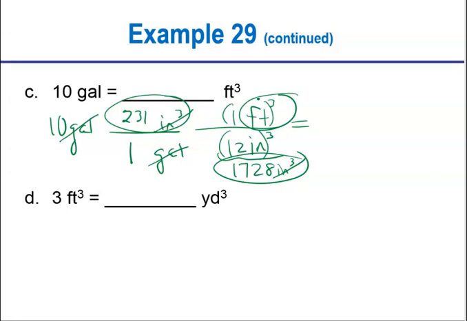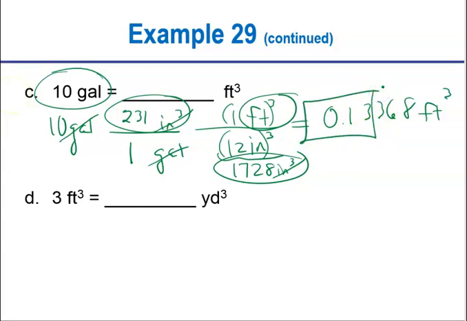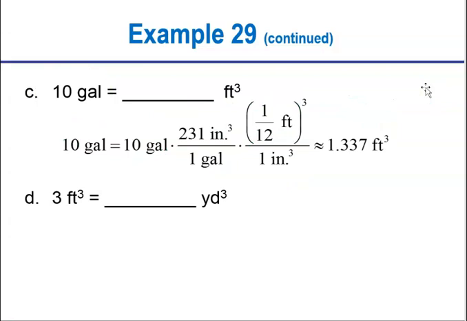So 231 divided by 1,728 gives me 0.13368, and that's feet cubed. Notice we were only two significant digits here, so I would say 0.13 feet cubed is about all we really need there. Okay, they took it a little further, and they've got 1.337 feet cubed.